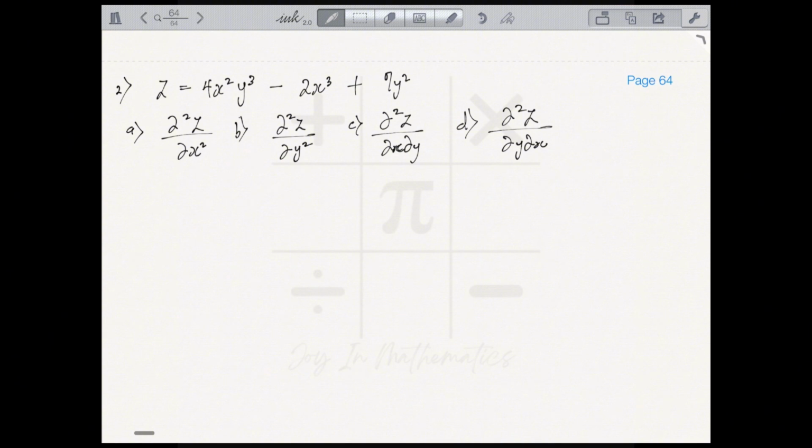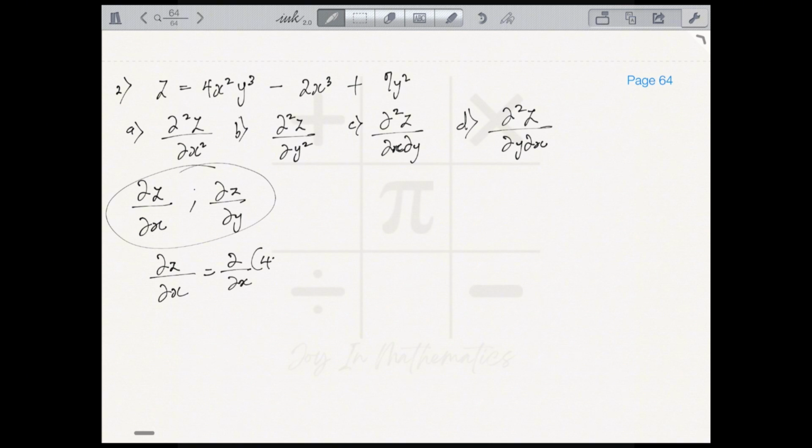As we all know, the first thing to evaluate are both ∂z/∂x and ∂z/∂y. Fundamentals. So let's evaluate ∂z/∂x. That means we are differentiating partially with respect to x. Therefore, our y is kept constant. So let's begin.